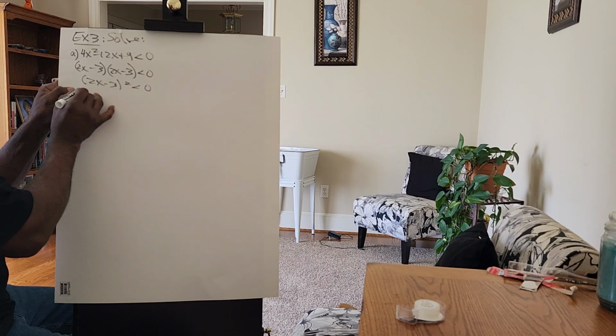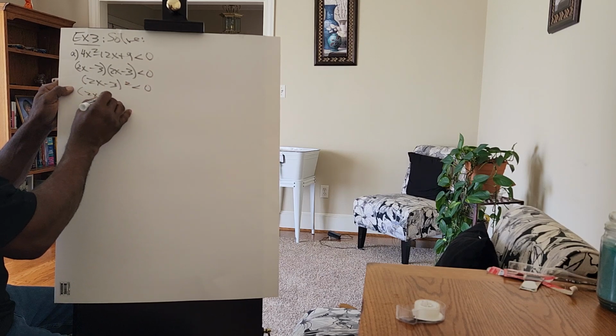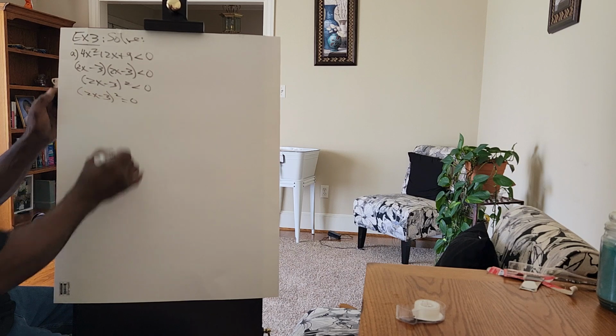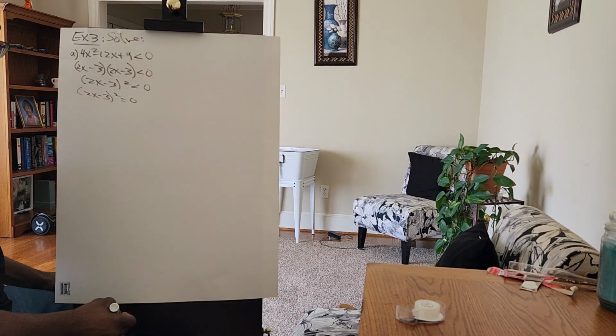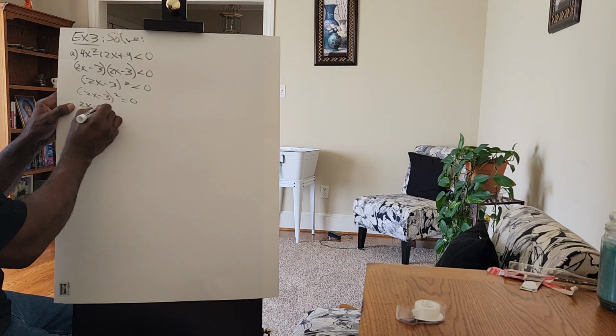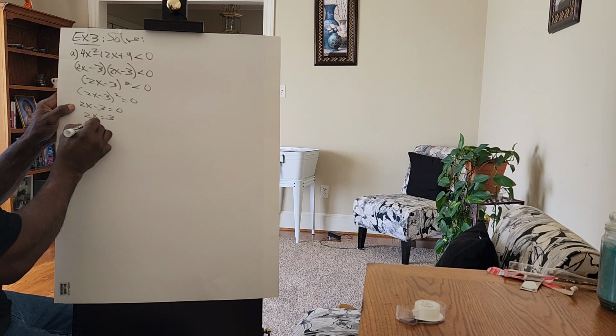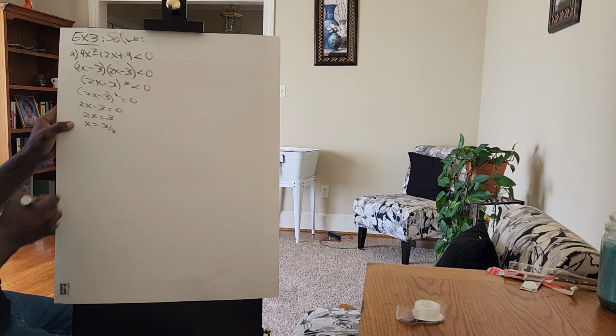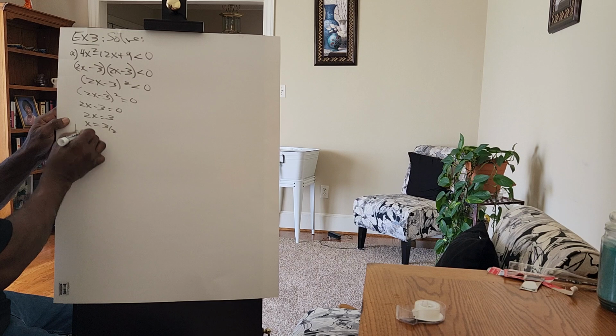All right. So now I'll solve as if I had equality. Pretend you got equality, because I'm finding the boundary points now. Well, take the square root of both sides and you'll just get 2x minus 3 equals 0. 2x equals 3, x equals 3 halves. So that's my boundary point.